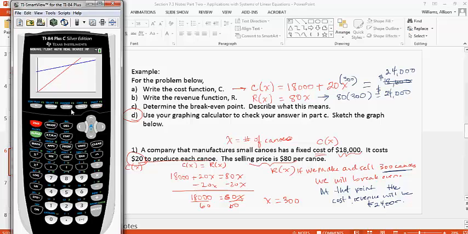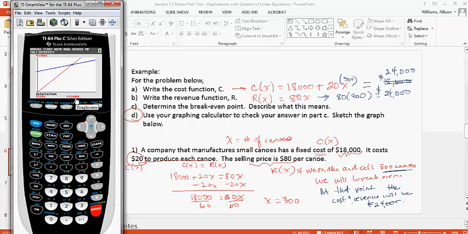So then we're going to find our point of intersection. I'm going to go to second, calculate, and select 5, which is your intersection. We can hit enter, enter, and it gives us an opportunity to guess, and we don't want to guess, we want the actual information. And your intersection is when x is 300 and y is 24,000.